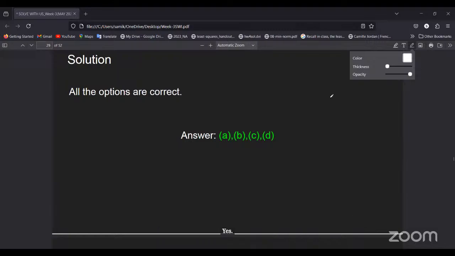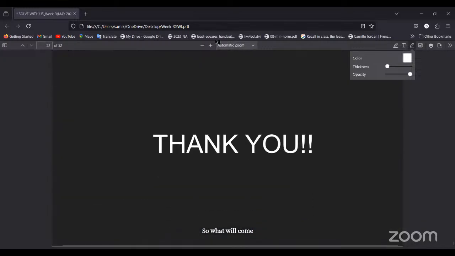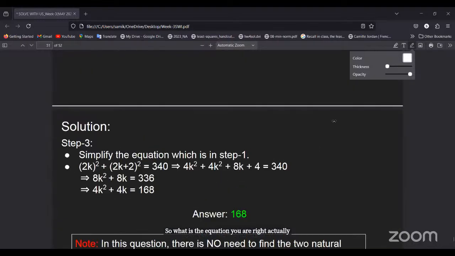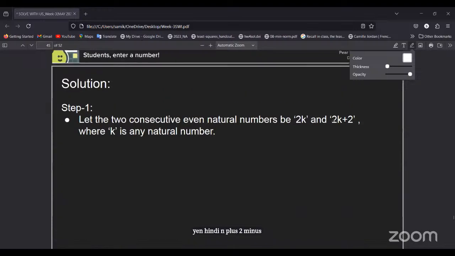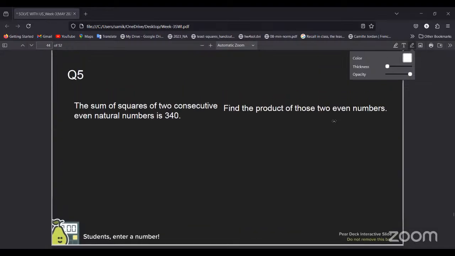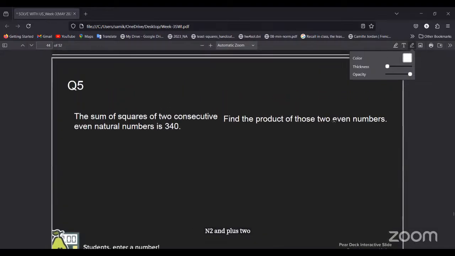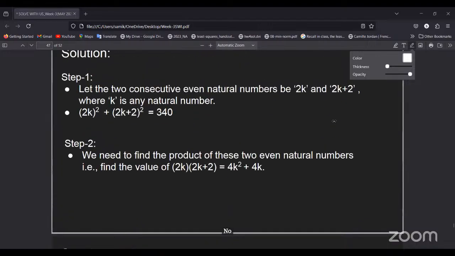Yes, so what will come? Now that also 3 only is coming. So what is the equation you arrived at? 2n squared plus 2n minus 44, right? n into n plus 2 equals 340. That is the first step. After expansion, n squared plus 2n minus 340, the equation is n squared plus 2n minus 340. No need to write this 2n.